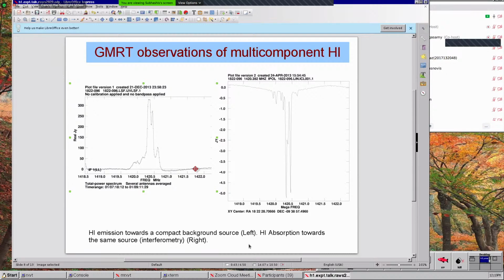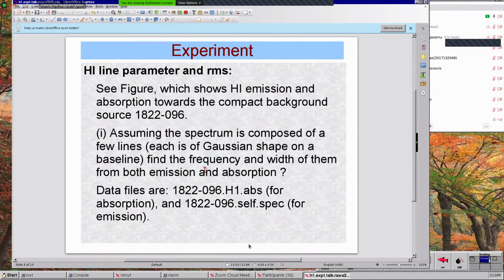So you have to find out the central velocity of each component, which is v1, v2, and the widths, sigma 1, sigma 2, like that. Remember also the baseline which is being seen is roughly a straight line, but not exactly so. So this data is given to you. What we are going to do is, assuming it is composed of a few lines, find the frequency and width of each one of them, from both emission and absorption.